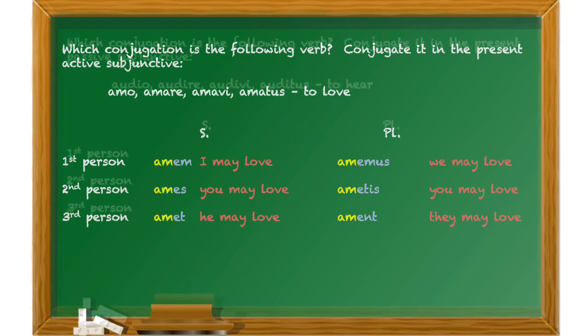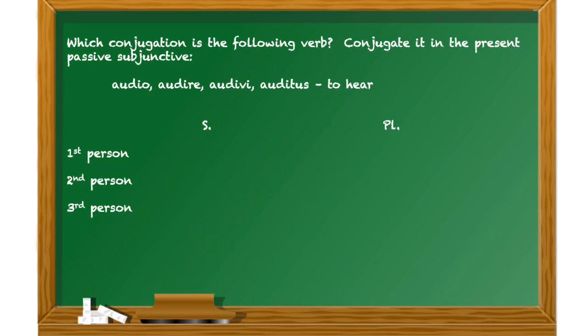Now let's try one more example before we pull it all together with a sentence. Let's do this with another verb. Again, decide which conjugation is audio, audire, audivi, auditus, to hear. And then conjugate it in the present passive subjunctive. Go ahead and pause the video, do your work, and then continue the video to see how you did.